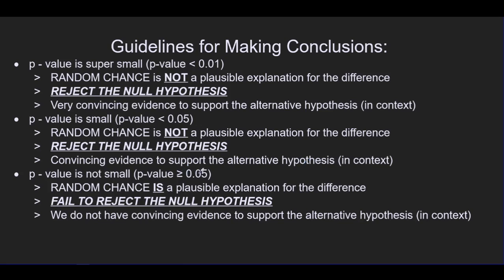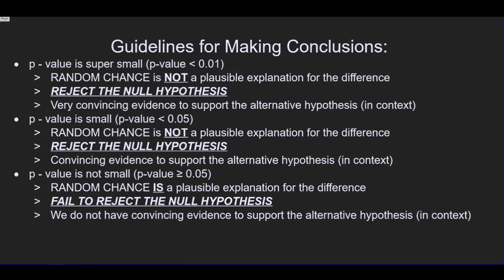Any p-values that are greater than or equal to 0.05, random chance could be plausible. This is essentially saying anything bigger than a 5% chance of happening. Random chance is a plausible explanation for that difference. In that case, we fail to reject the null hypothesis. Because we don't have enough evidence to say that it's not random, we have to say that it could just be random. So we don't have enough convincing evidence to support that alternative hypothesis.